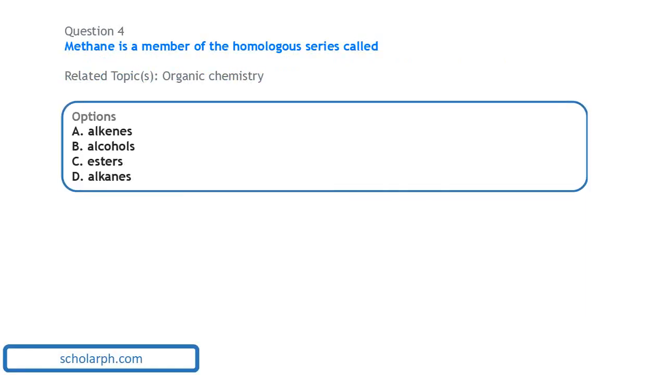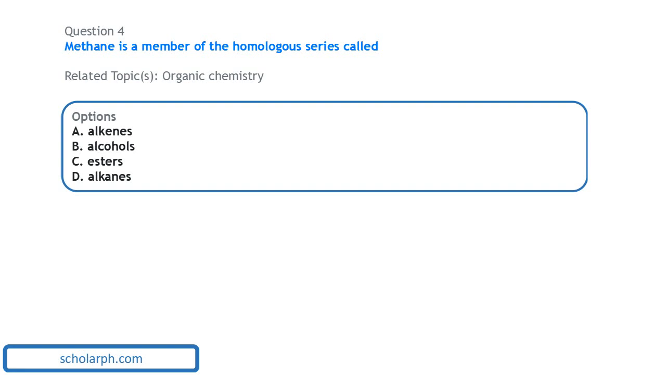Methane is a member of the homologous series called... the suffix here, that is the last figure that I have here, tells the homologous series to which that compound belongs. Members of the alkenes, their names end with ene, like for example ethene, prop-1-ene. For the alcohols, it ends with ol, like the alkanols.